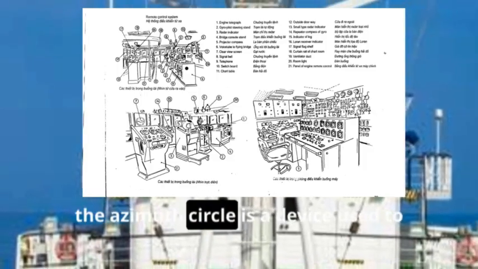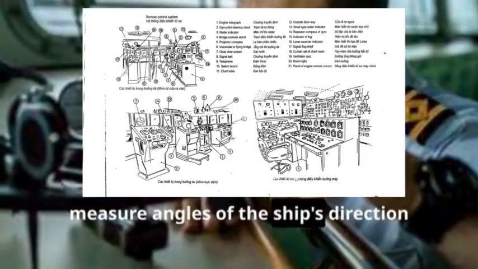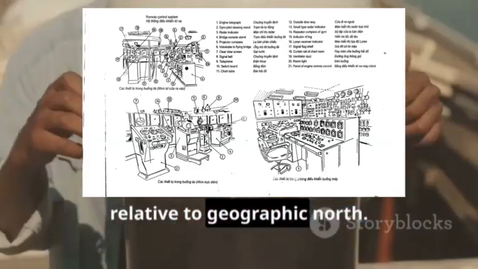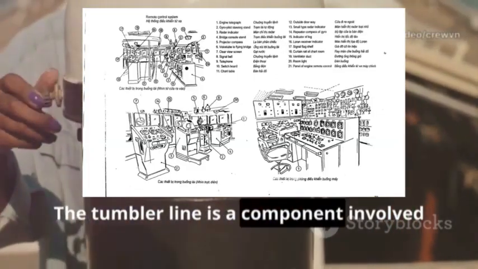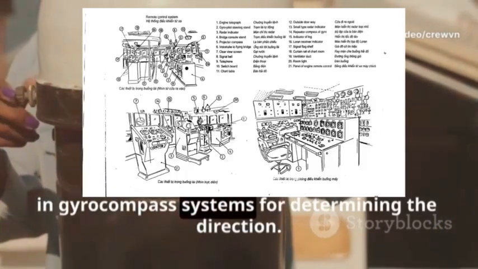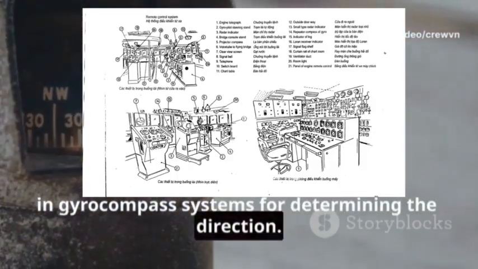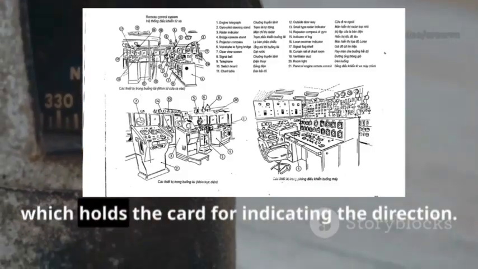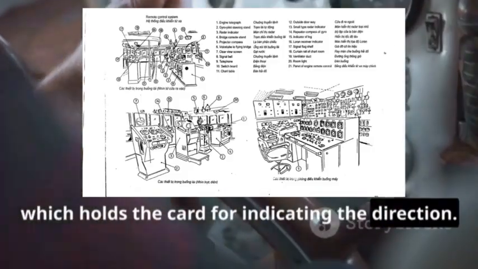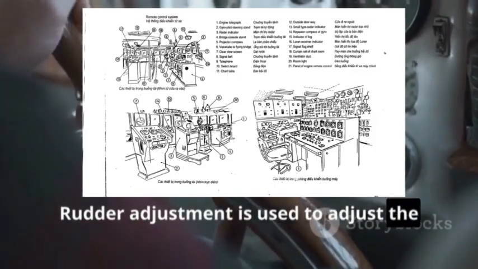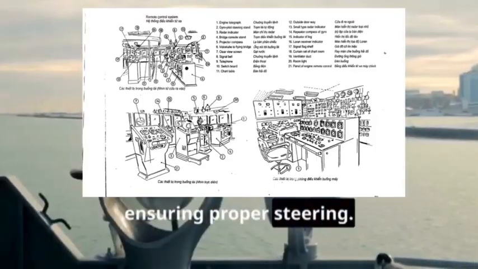Next, the azimuth circle is a device used to measure angles of the ship's direction relative to geographic north. The tumbler line is a component involved in gyro compass systems for determining the direction. There's also the compass bow, which holds the card for indicating the direction. Rudder adjustment is used to adjust the position of the rudder, ensuring proper steering.